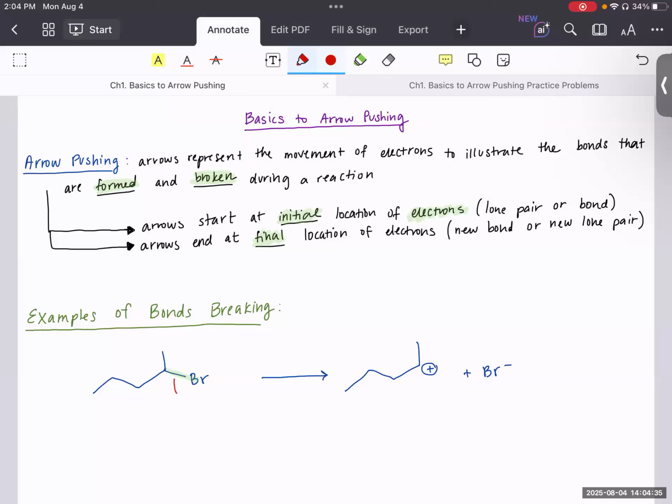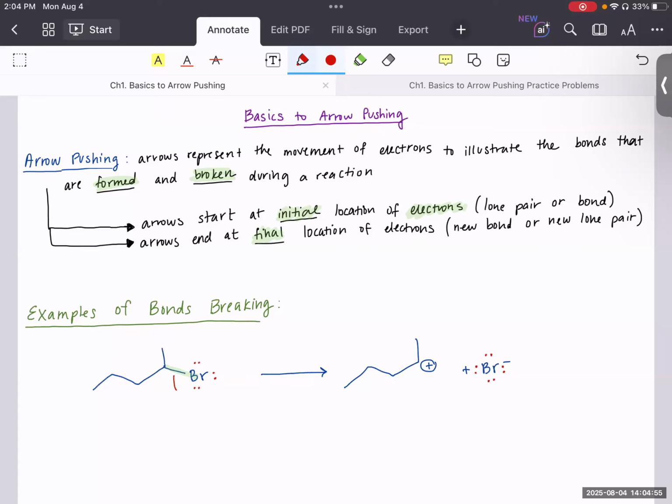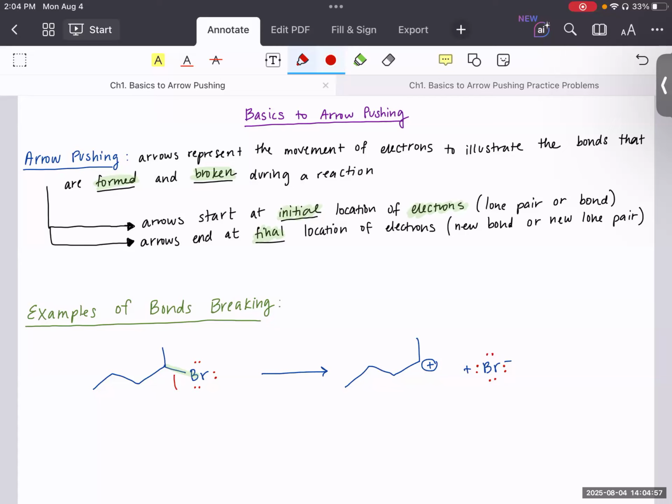So we're starting at the location of the bond, and then we're drawing the arrow to where the electrons end up. And so the electrons in this case will end up on the bromine, because you can see that in the starting material, we have 3 lone pairs on the bromine. In the final product, we have 4 lone pairs on the bromine for it to have that negative charge. And so we would draw that arrow from the bond to the bromine. And so we would only have this one arrow here to illustrate that that carbon-bromine bond broke.